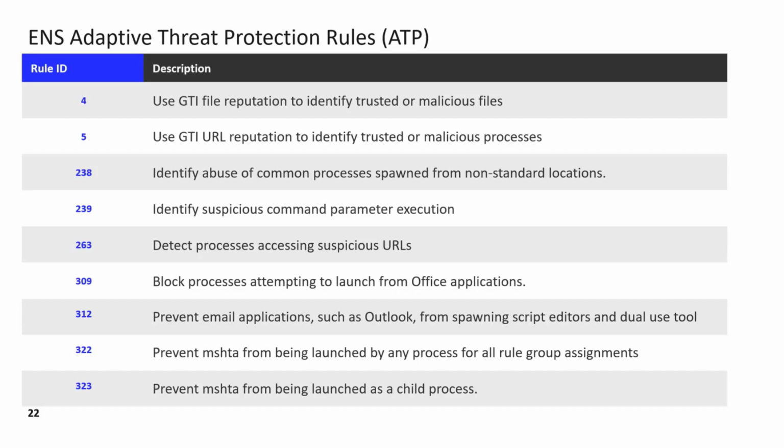In the case of the very first one that we see, Rule 4, which is use GTI file reputation to identify trusted or malicious files. This rule determines if a file is trusted or malicious based on the file's GTI reputation. This rule will help detect the second stage DLL download. Since only binaries, APKs, and PDFs are actually sent to the cloud for GTI file reputation, what we're seeing here is detection on the actual Emotet DLL downloader.